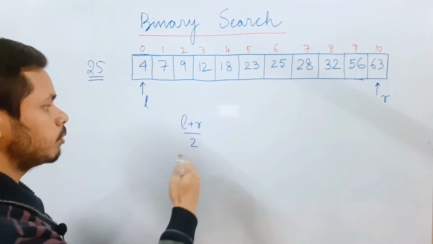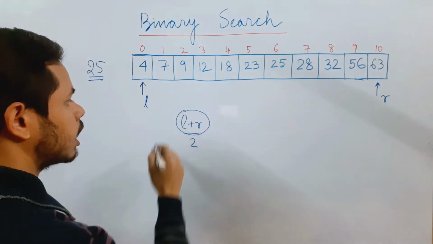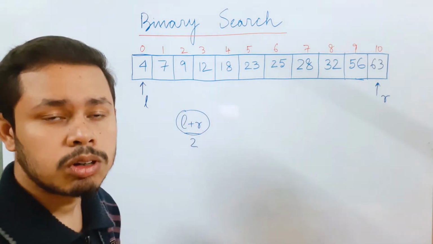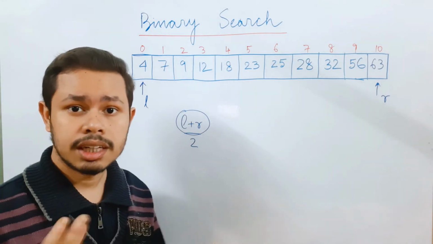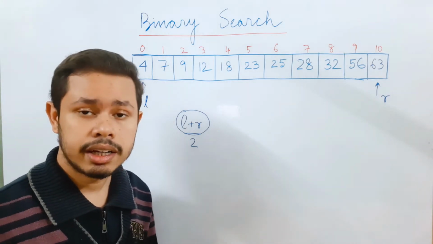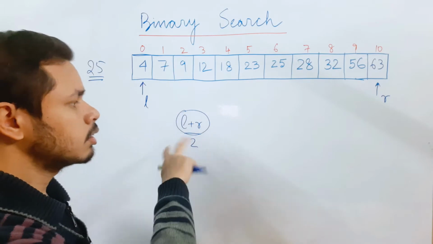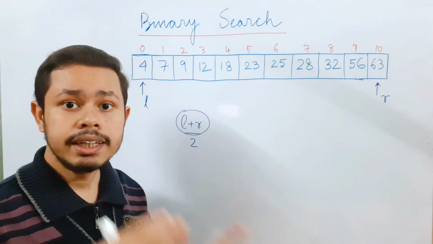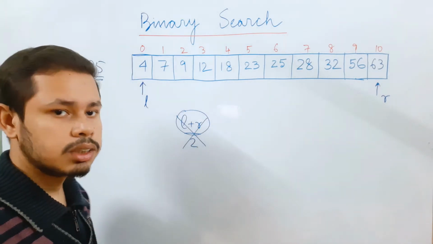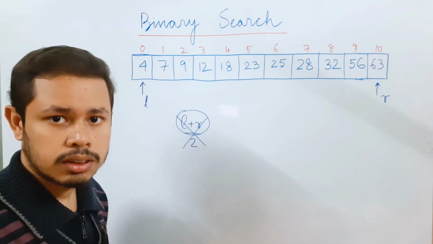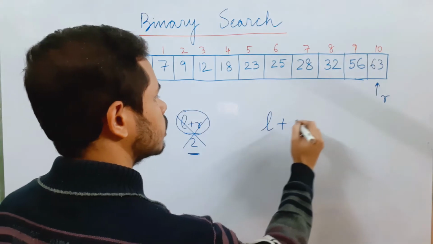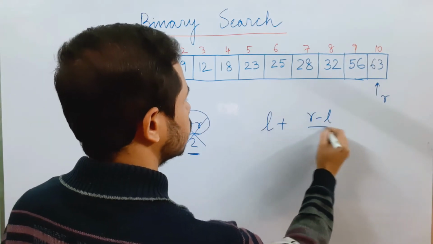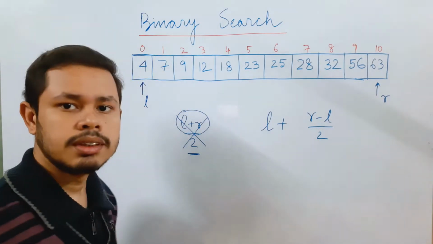Why? Because this L plus R will sometimes give an overflow if the array is huge. Let's say the array contains 10^9 or more elements. So L plus R will definitely give you an integer overflow. That's why I'll ask you not to use this formula. So what would be a better formula? L + (R - L) / 2. This is a better formula.